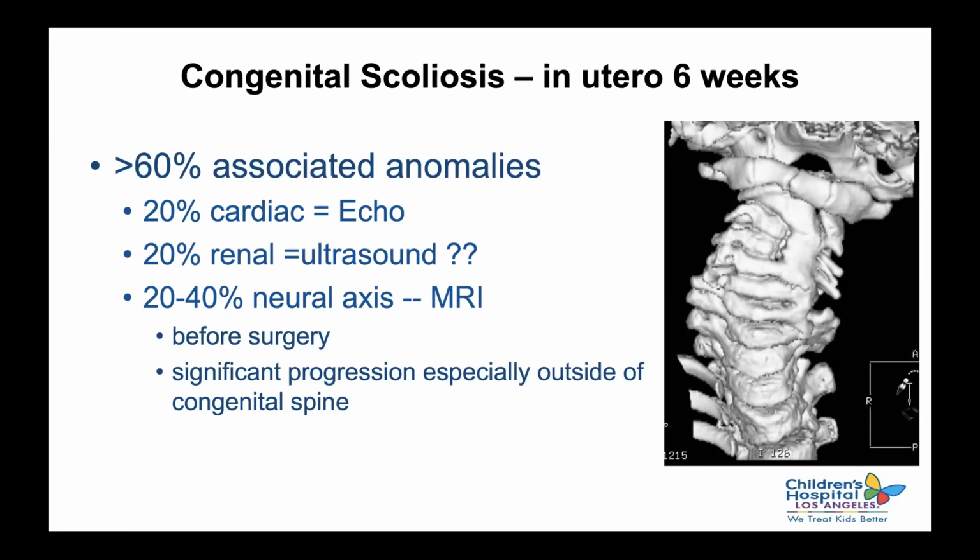About 20% have renal abnormalities. Should we get the ultrasound? In the old days, we always did, but now that you even let kids play football with a single kidney, maybe it's not indicated. Not really sure here. And MRI is indicated anytime before surgery is done, or anytime there's significant progression, especially outside of the congenital area, because depending on the series, 20 to 40% of the time, there's a neural axis problem.